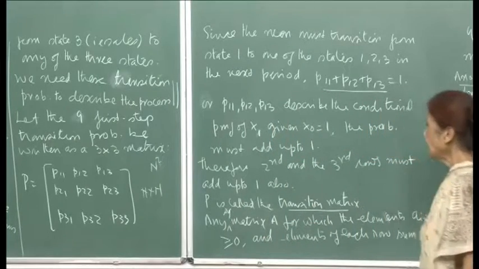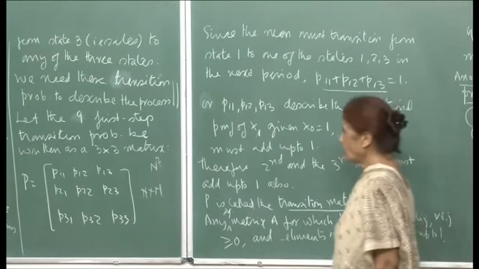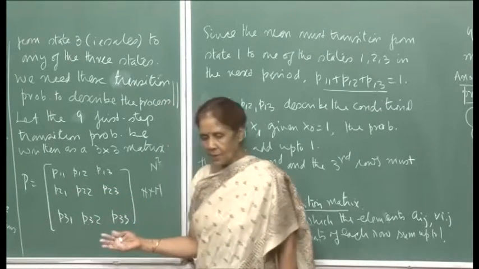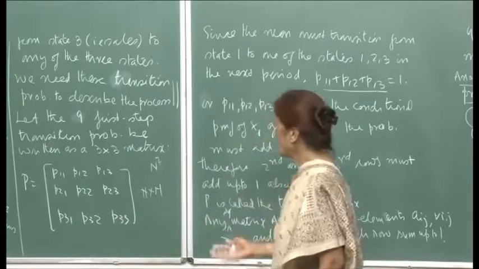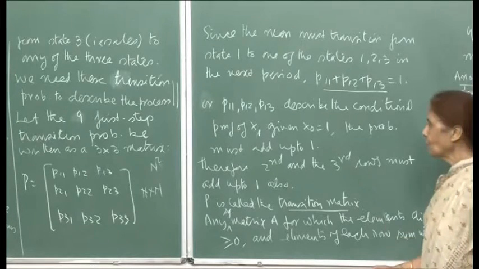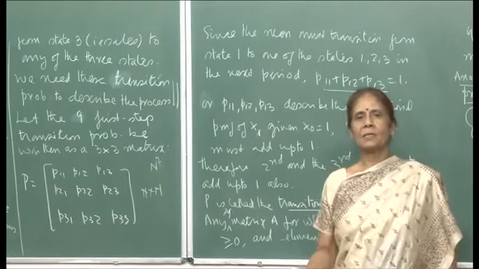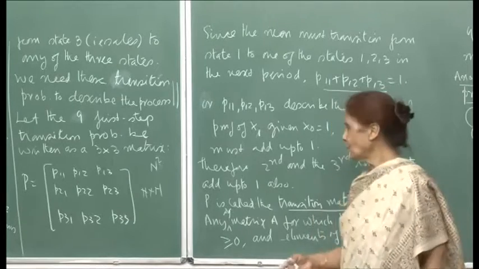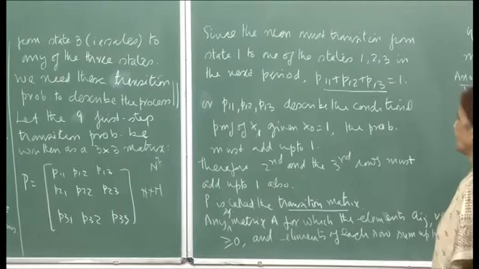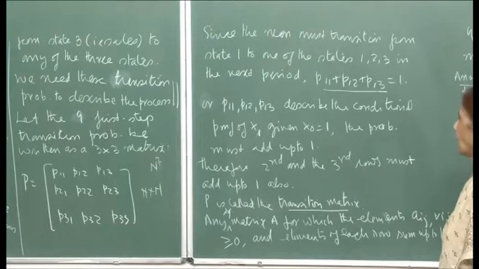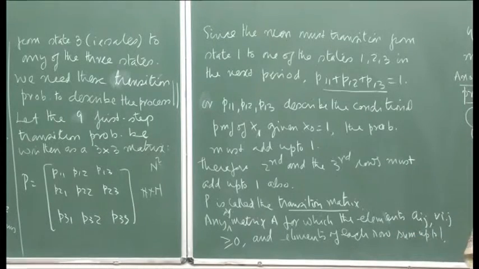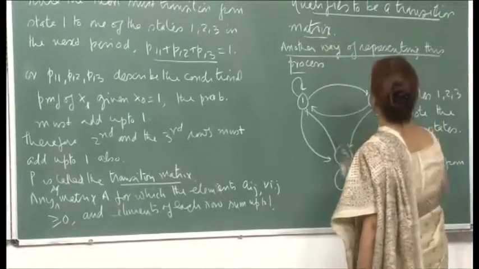Now, because these are probabilities, they have to be non-negative numbers. So any square matrix A which has all entries non-negative, and whose rows add up to 1, will qualify to be a transition matrix. That means we can say there must be a stochastic process which can be associated with such a matrix. So all entries are non-negative, and the elements of every row add up to 1. This will qualify to be a transition matrix.